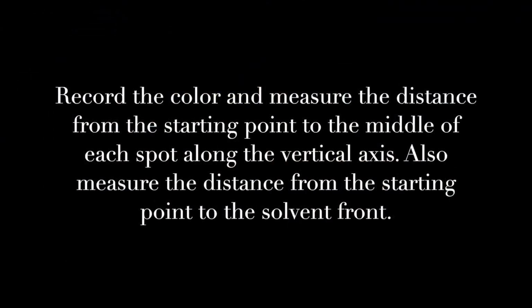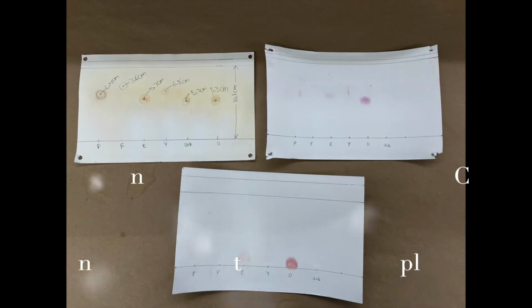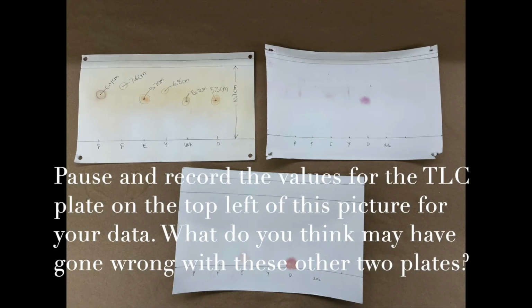When analyzing your data, you're going to want to record the color and measure the distance from the starting point to the middle of each spot along the vertical axis, as well as the distance from the start point to the solvent front. Pause this video and record all of the data on the top left TLC. What do you think might have gone wrong in these other two plates? Think about it.